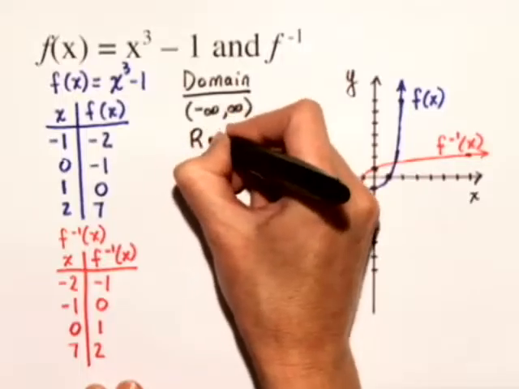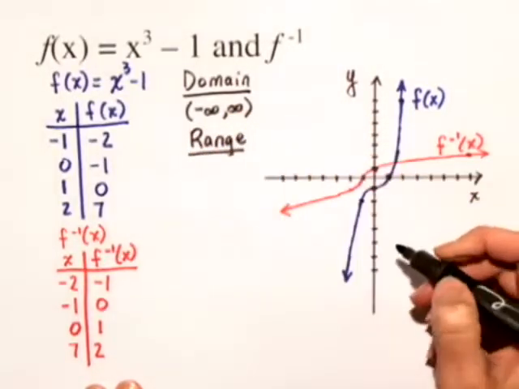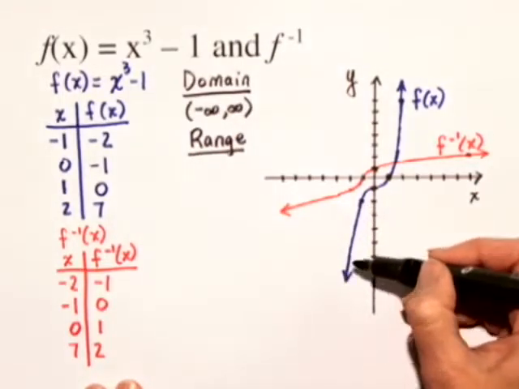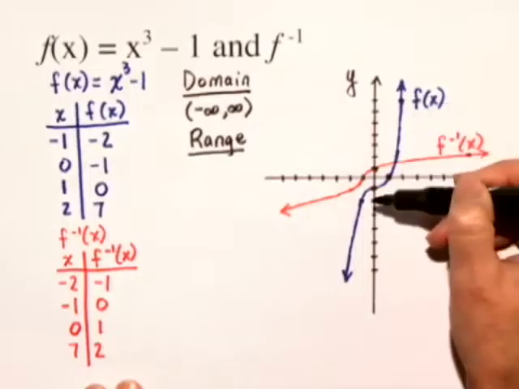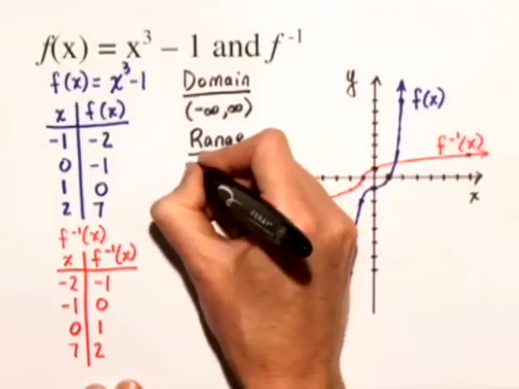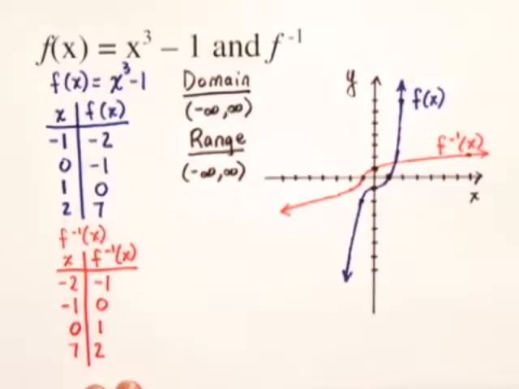The range of our original function in blue can also be any real number for y, because we see the arrows going down and up, which means the y values can be as small or as large as we like. So the range is from negative to positive infinity.